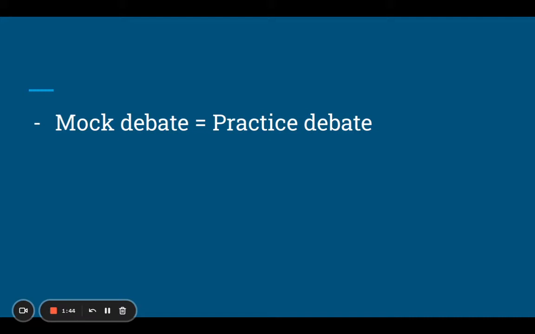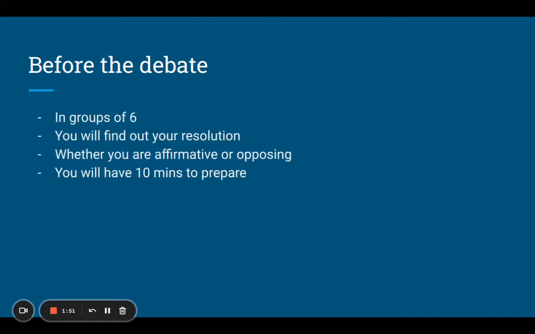Before the debate, first you will be put into groups of 6 and you will find out your topic and side with 10 minutes to prepare. You will find out if you are affirmative or opposing and whether you are affirmative 1, affirmative 2, affirmative 3, or opposing 1, opposing 2, or opposing 3. You will find out why the numbers are important later. For any groups of less than 6, your teacher will explain what you can do.